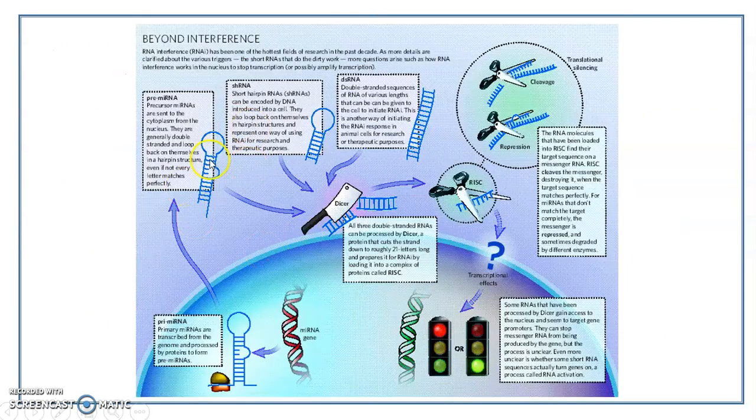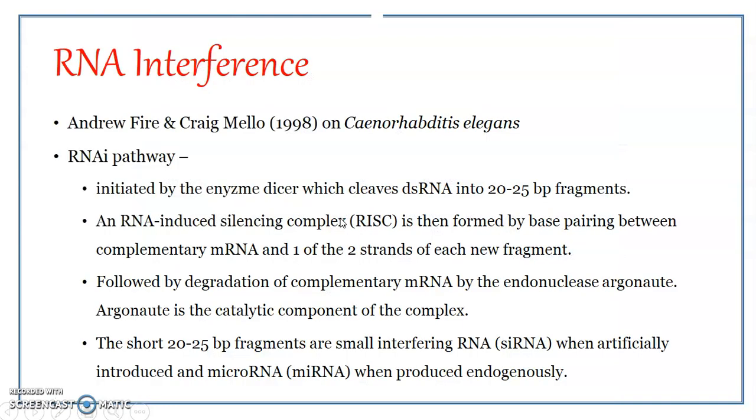Here you can see, even though it's single-stranded, since it has looped back on itself, it has created a double-stranded part of the RNA. So these Dicer proteins act upon the double-stranded part of the RNA. Now Dicer cleaves the long double-stranded RNA molecules into shorter fragments of about 20 to 25 base pairs in length.